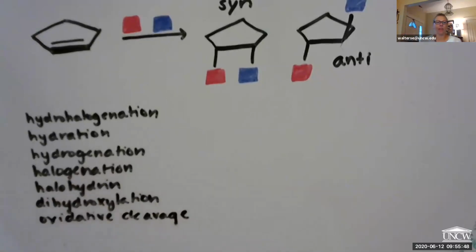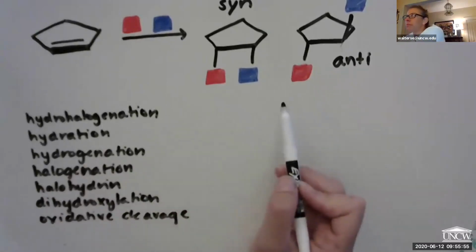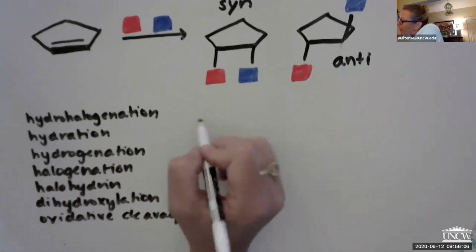Okay. So hydrohalogenation is, let me think real quick. If it was flat, let me just draw one real quick, and then I'll know.